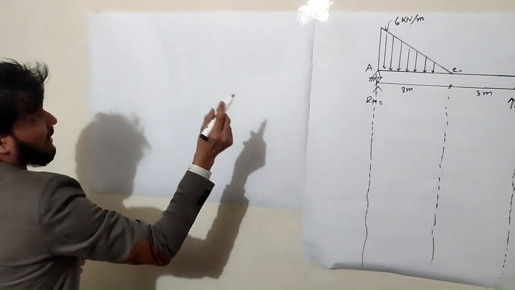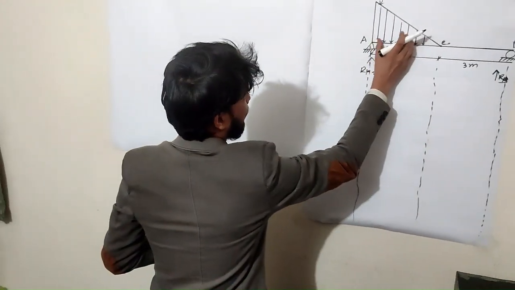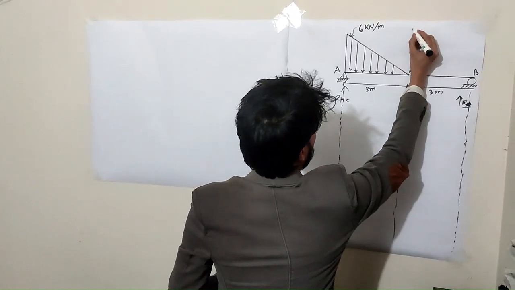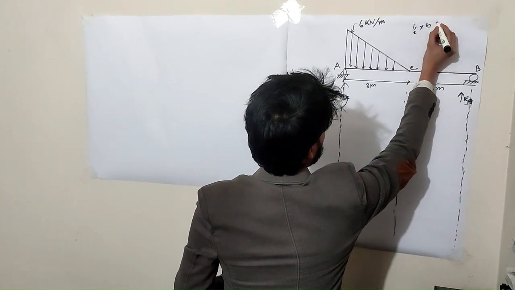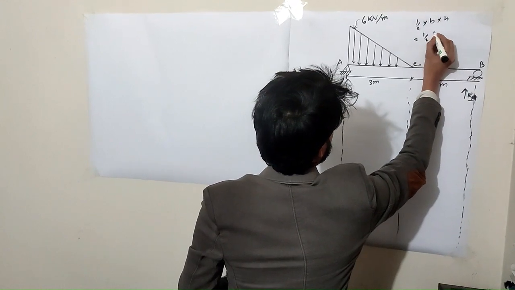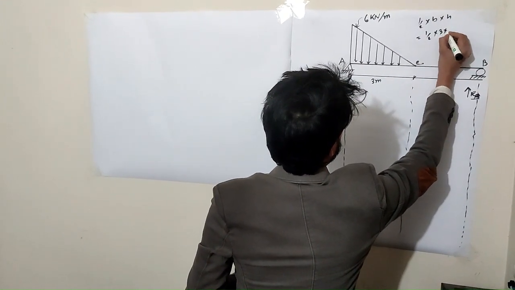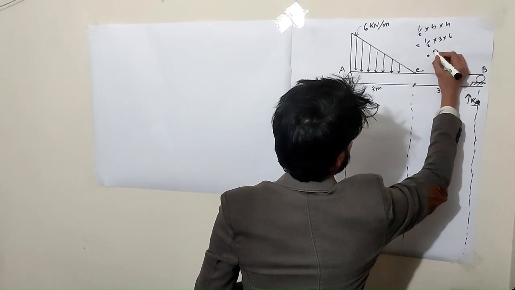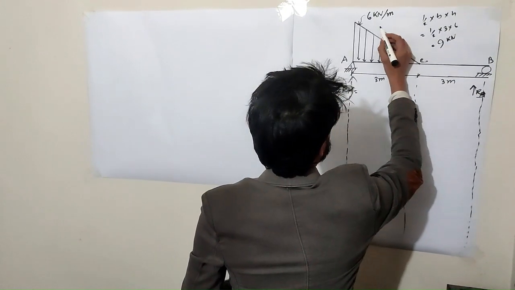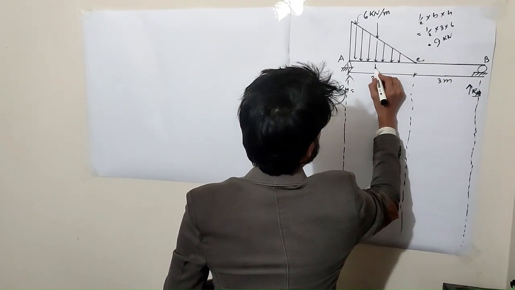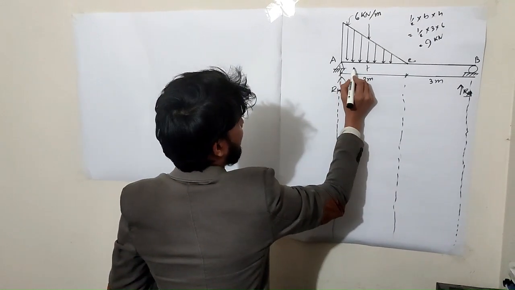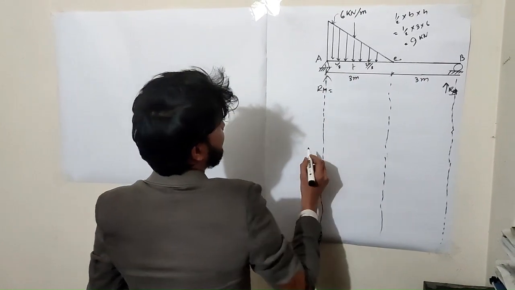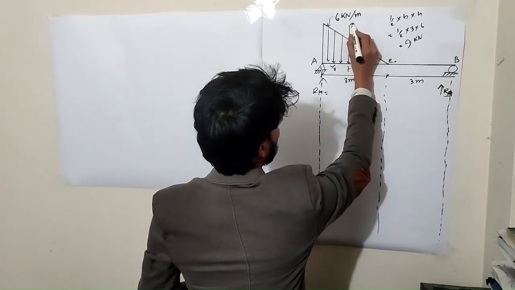So we need to convert the uniform triangular load to a point load. Half into base into height. Half into base is 3, height is 6. So here it is 9 kilonewton, and the distance is L by 3. 9 kilonewton.